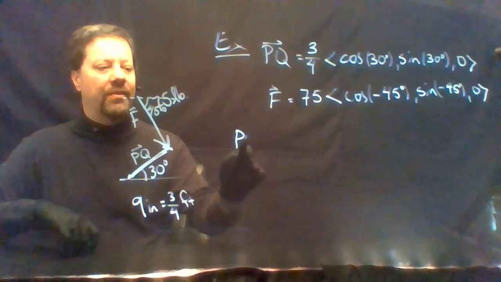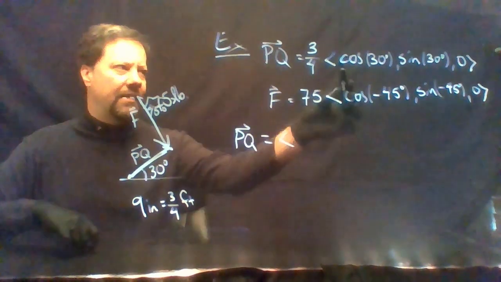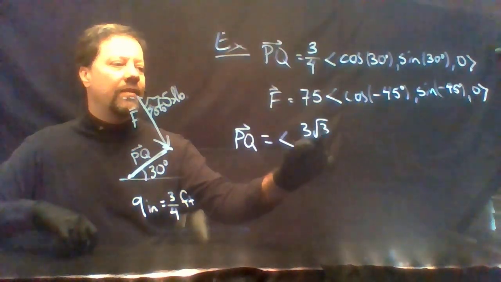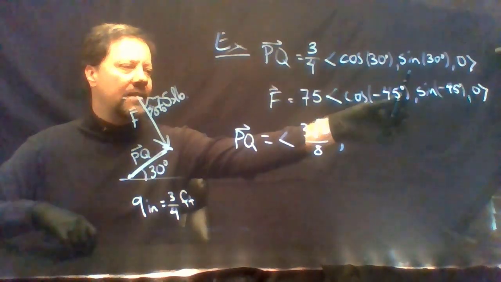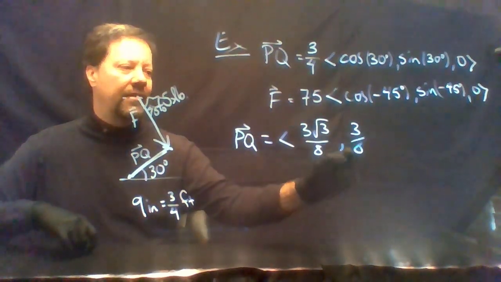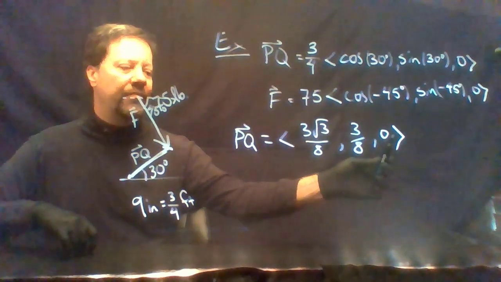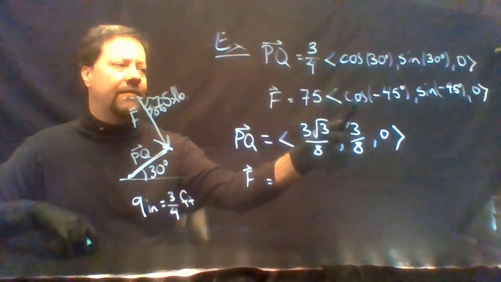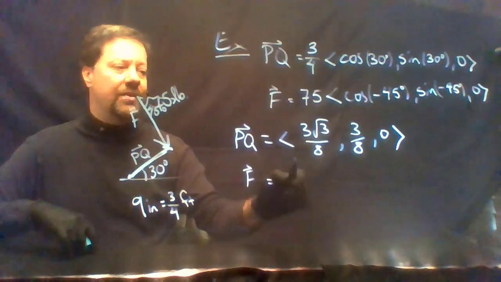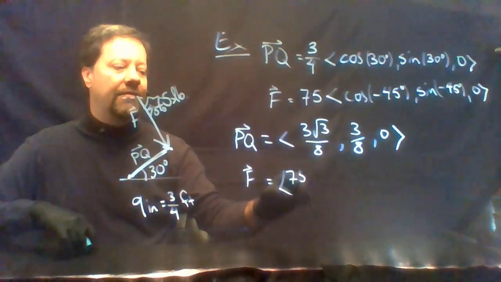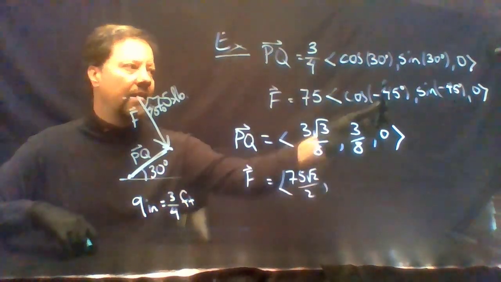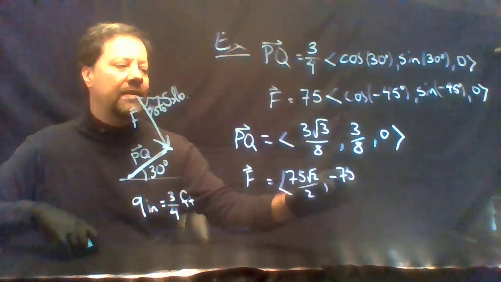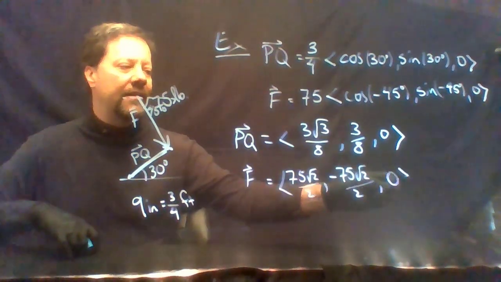The vector PQ is then, well, let's see, cosine of 30 degrees is the square root of 3 over 2. So you get 3√3/8. The sine of 30 degrees is 1/2. We'll have 3/8, and then 0. For F, we'll have to distribute the 75. The cosine of negative 45 degrees is √2/2. So we'll have 75 √2/2. The sine of negative 45 degrees is negative √2/2. So we'll have negative 75 √2/2, and then 0.